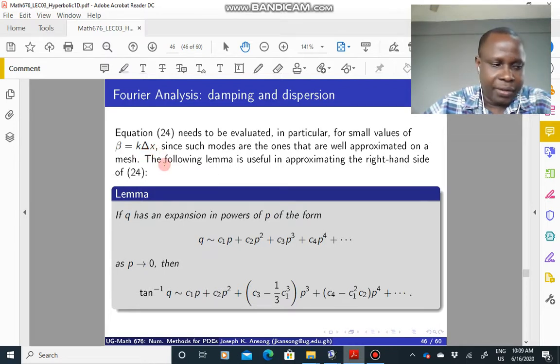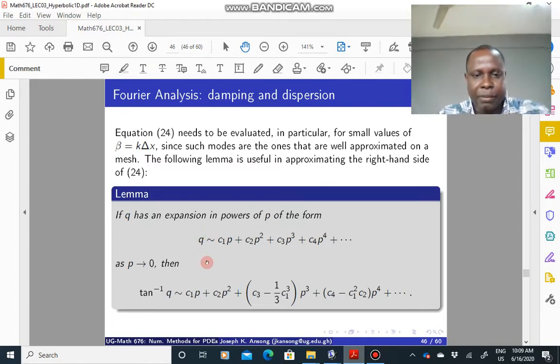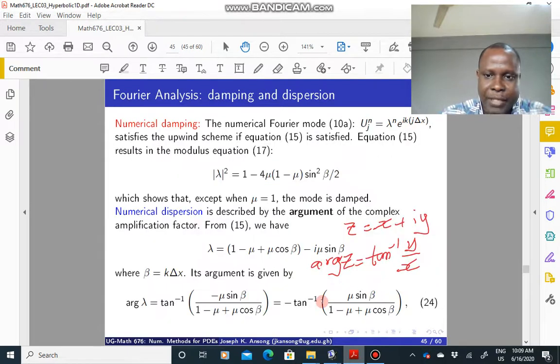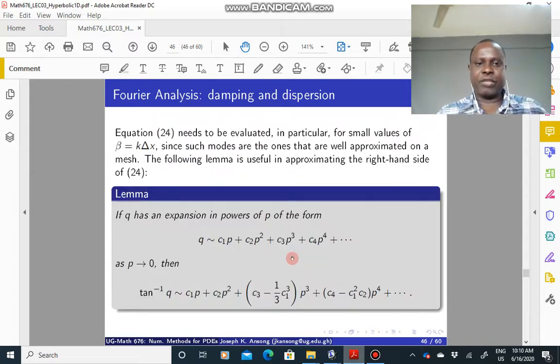So in the next video, we'll analyze this lemma. This lemma will basically be an exercise to prove it. But we're going to use this lemma to help us expand equation 24, this expression here, and after we expand it, we get an expression, and from that expression we're going to say something about dispersion. Okay, so in the next video I'm going to start from here and then we'll move from there.